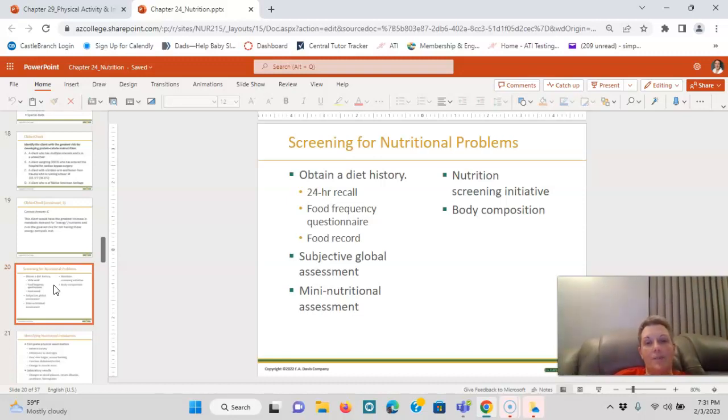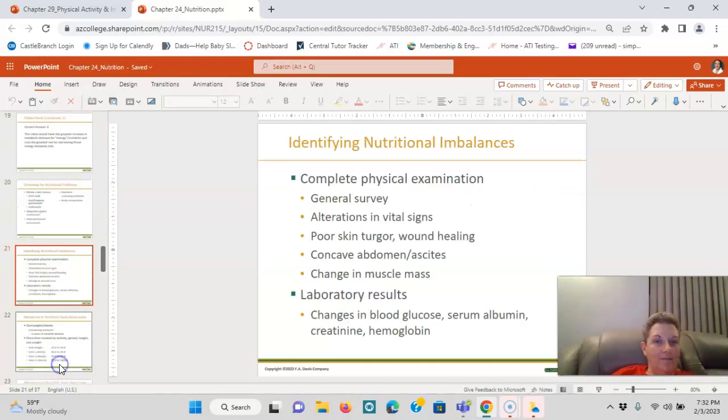Subjective global assessment. What does the patient say? A mini nutritional assessment. We can even do a screening of their nutrition. Body composition tests, lab results will also tell us nutritional problems. The best one will be a food diary.